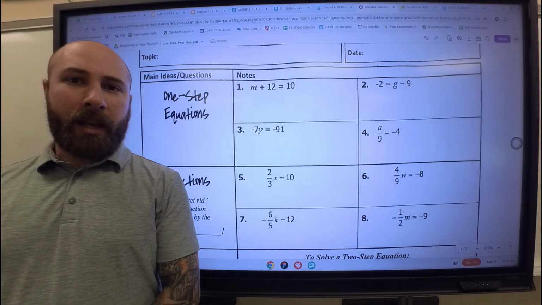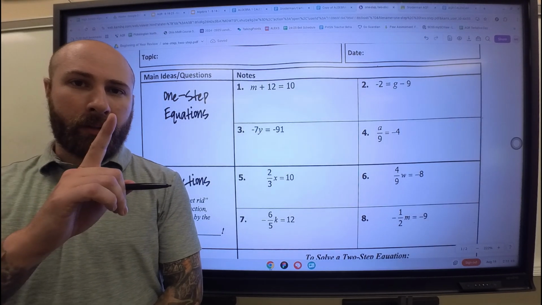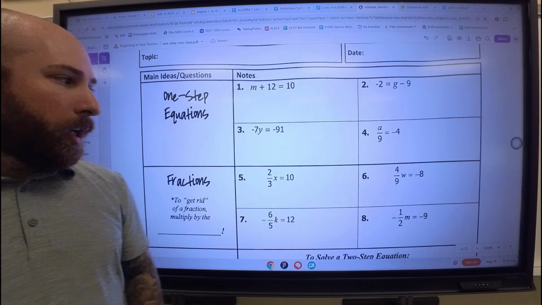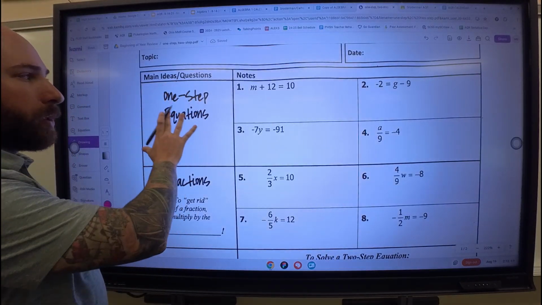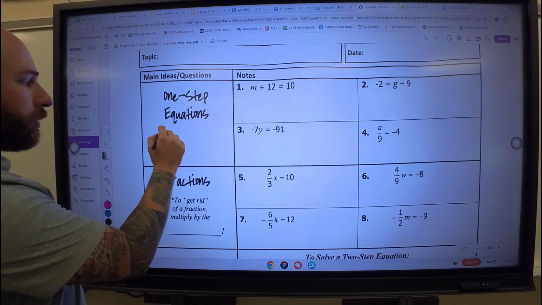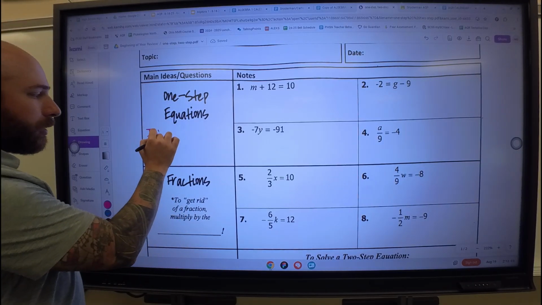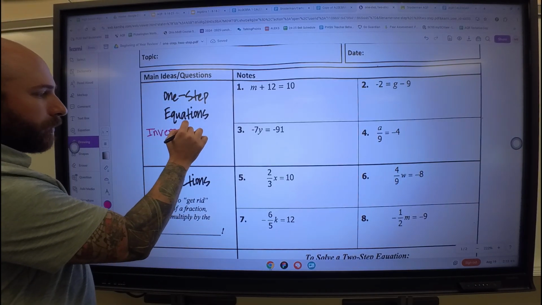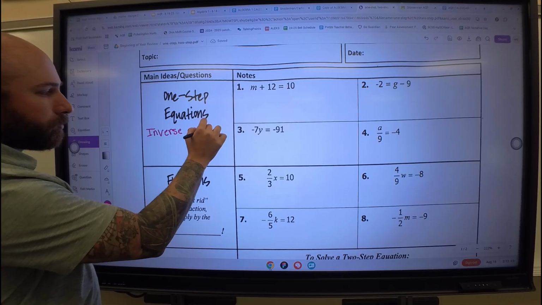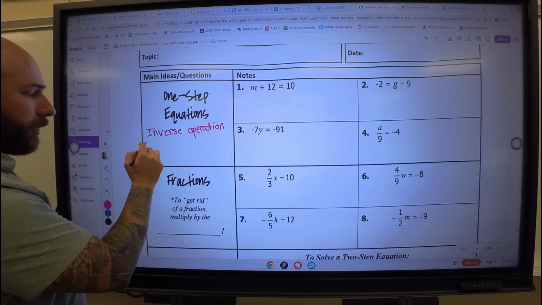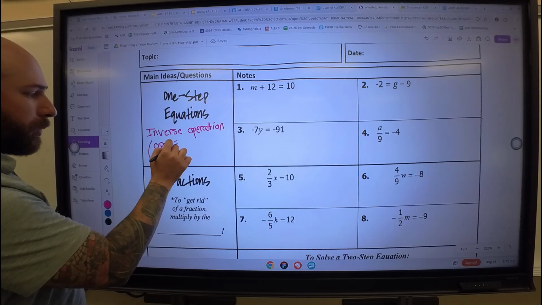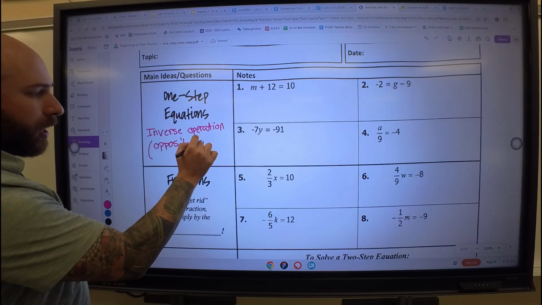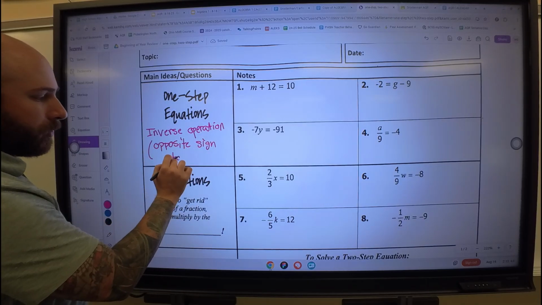Okay, today we're going to talk about one-step equations. So in class today, we discussed what we use in order to solve a one-step equation, which is an inverse operation, which basically means we are going to use the opposite sign to solve.